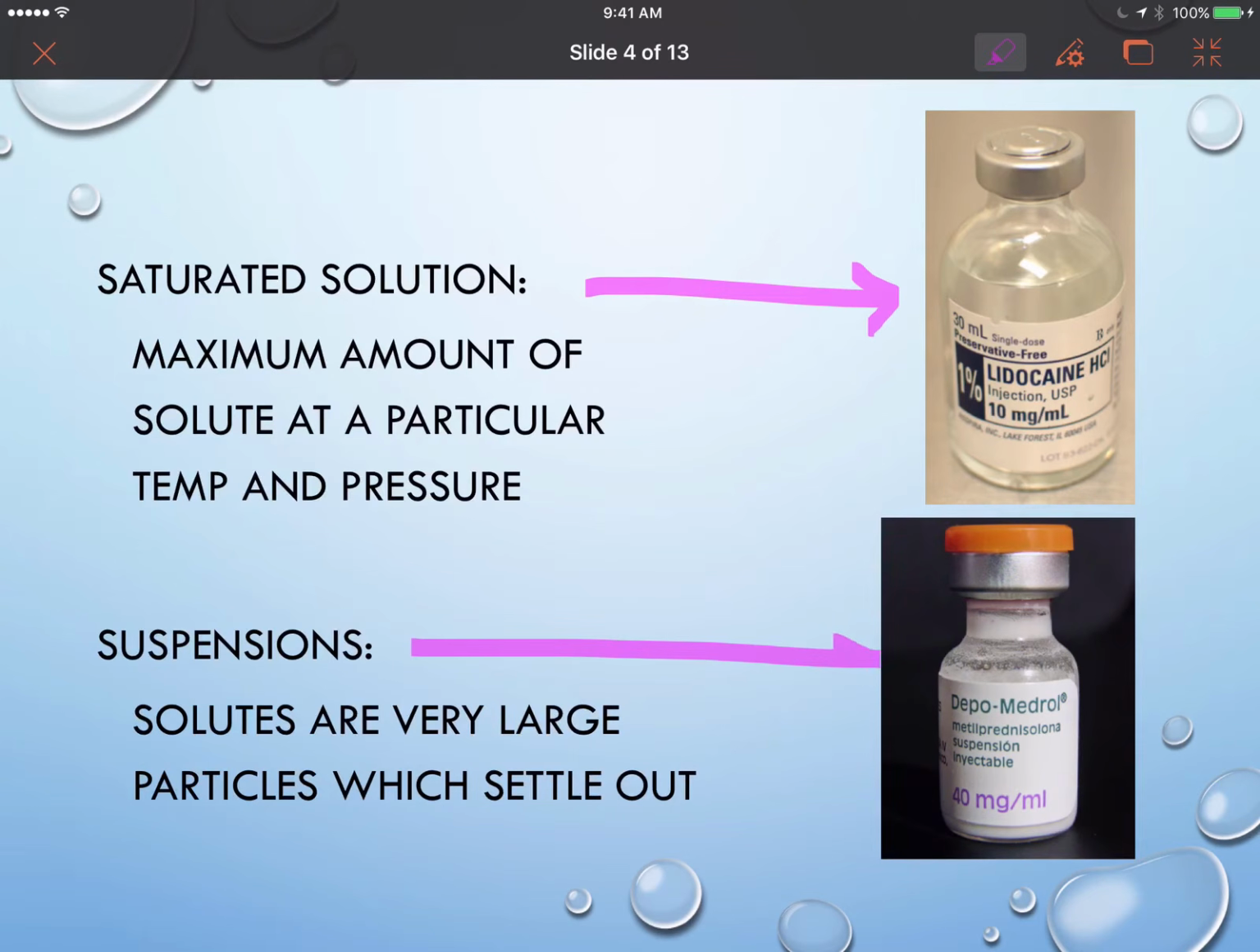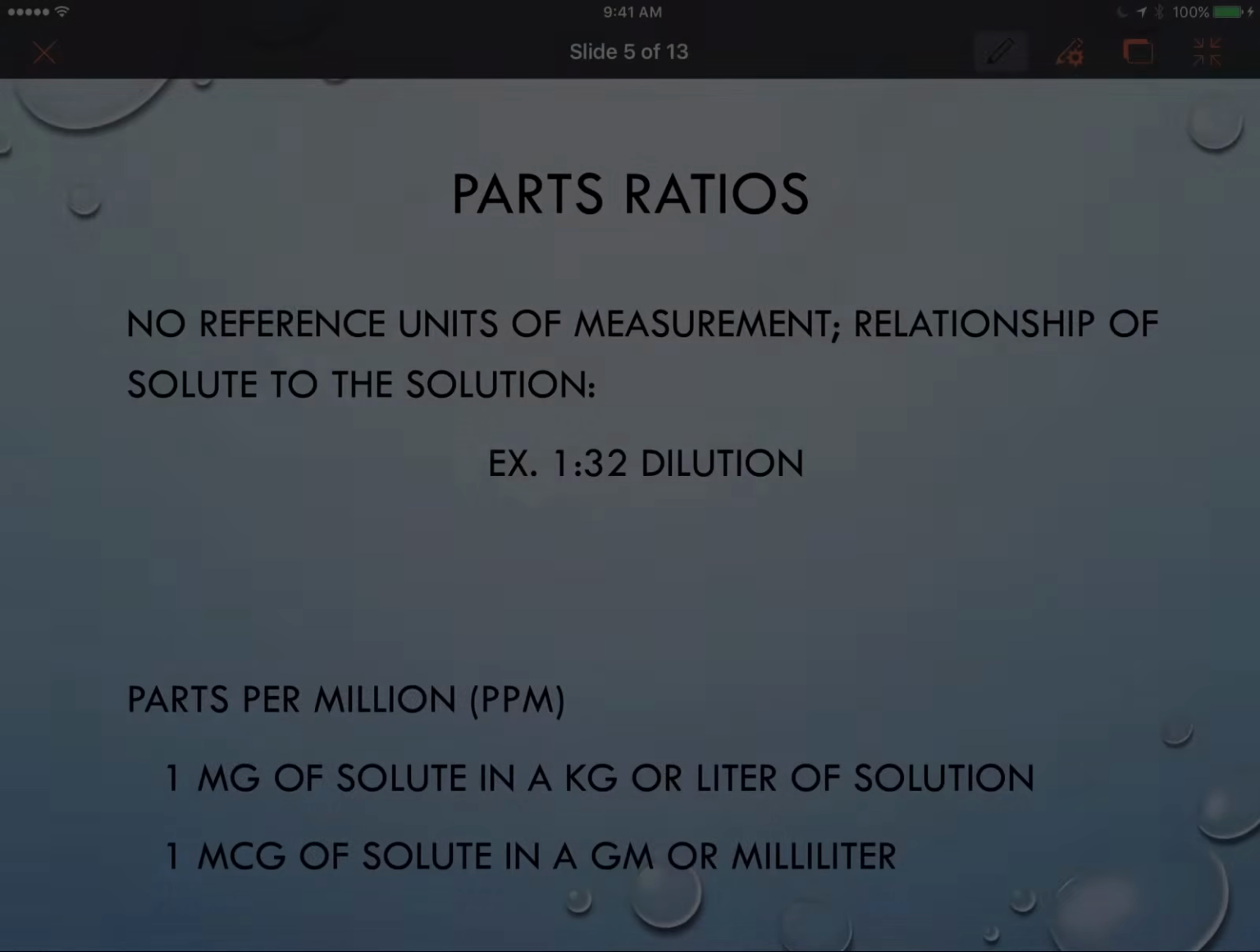Down here, this is a suspension, but this is a solution in which the solutes are very large particles, and they actually settle out so that we have to shake a suspension before we use it to evenly distribute the active ingredient within the solution.